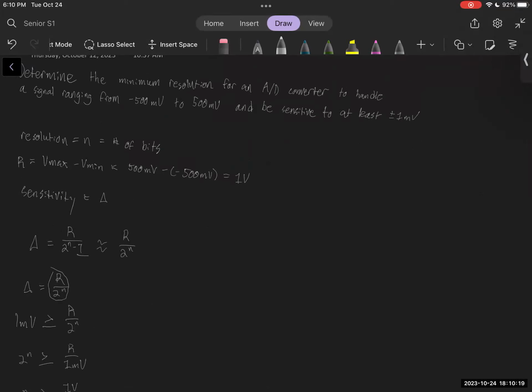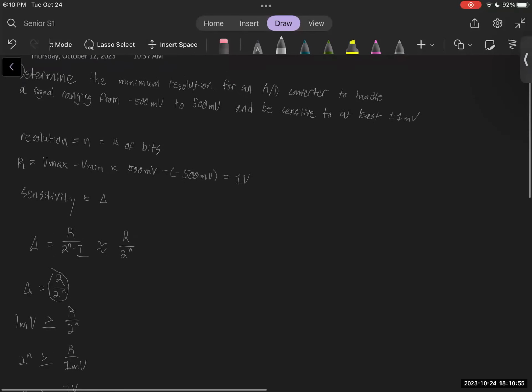So why is that? Yeah, so for the input signal, we want it to range from negative 500 to 500. But we want the sensitivity just to be under 1 millivolt. So it doesn't matter for the sensitivity if it's plus or minus 1 millivolt, because we're going to be in both the positive and the negative domains with an input signal ranging from negative 500 to 500. We just need it to be accurate within 1 millivolt. Does that kind of answer your question? Does that make sense? Yeah, it does.